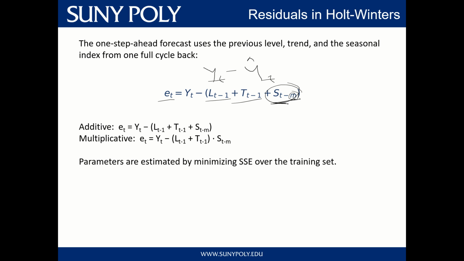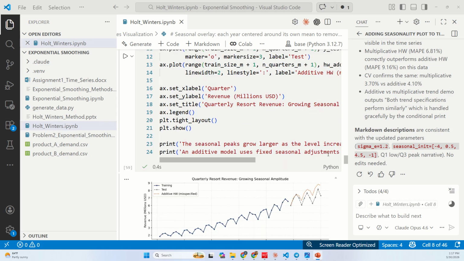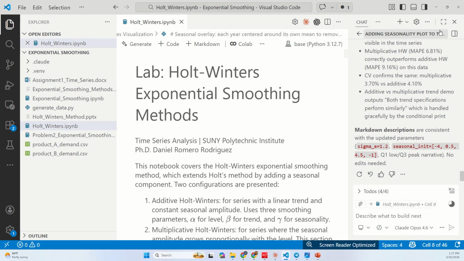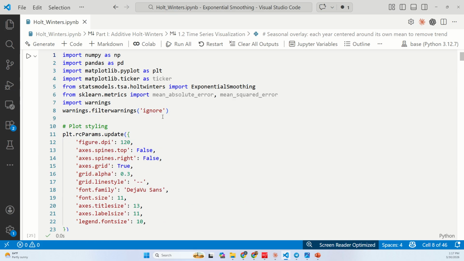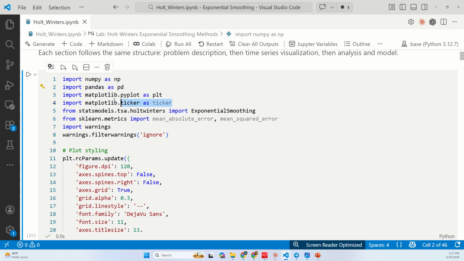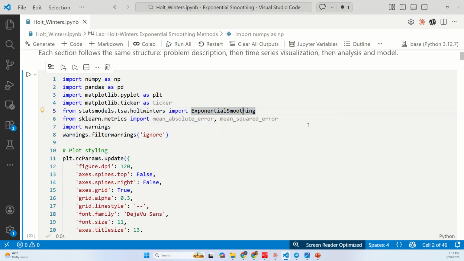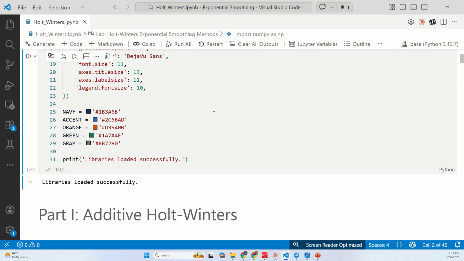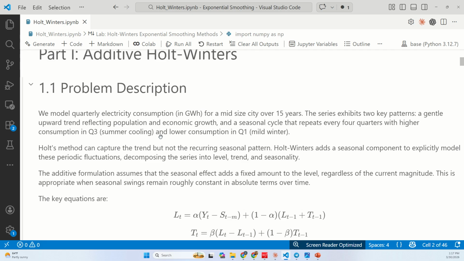All right, so let's go over a couple of examples so we can apply what we have learned in the slides. All right, so we will be using the same libraries: pandas, a library for visualization, statsmodels for time series, and the exponential smoothing method, which can accommodate all methods: simple, double, and Winters, which some authors call triple exponential smoothing. Because there is an additional component.